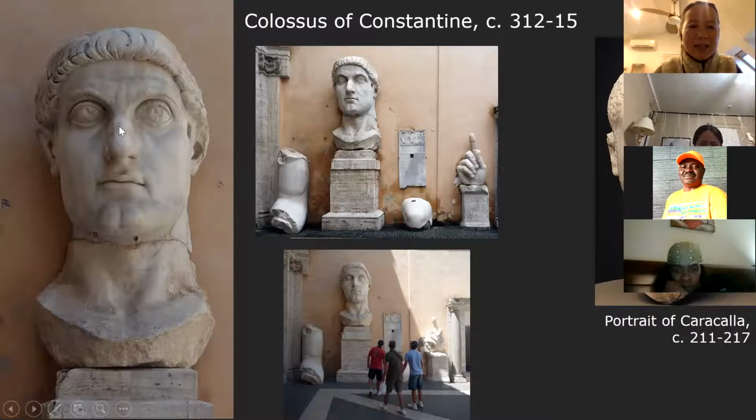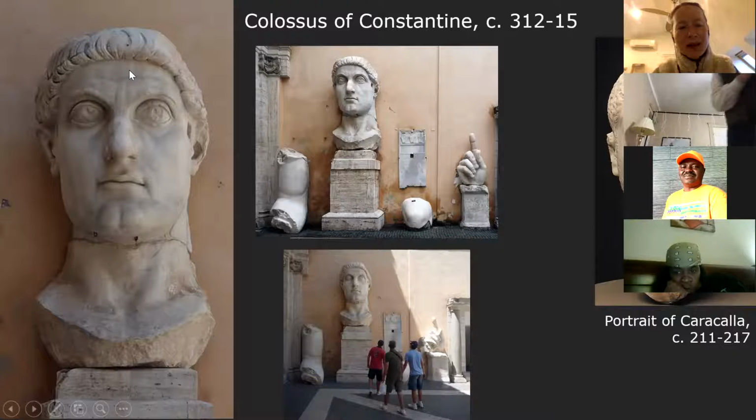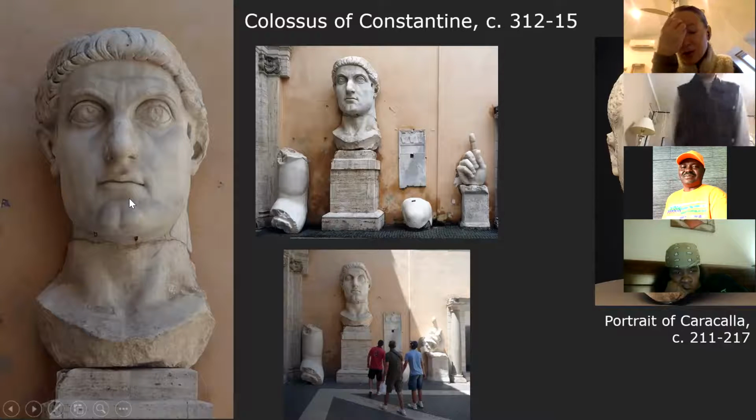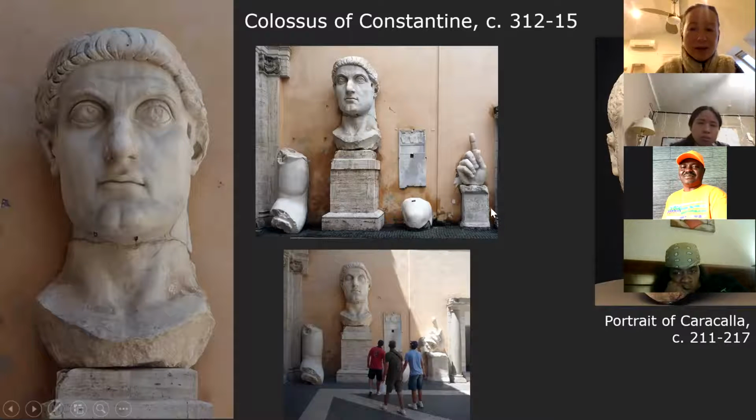So let's compare the expression on the two faces. Here we have a huge face of Constantine on the left and Caracalla on the right. What's the difference in expression, especially since the eyebrows are no longer together? You don't have that angry look anymore. Here, Constantine is actually turning to Christianity.